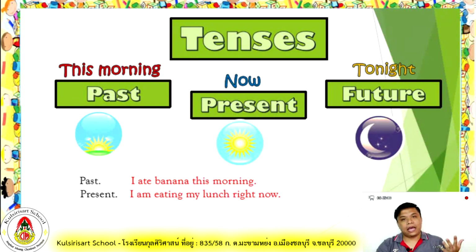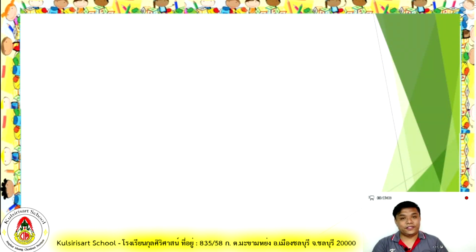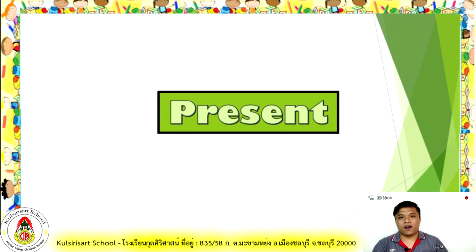This morning happened already in the past. For example, now is in the afternoon. And tonight will be happening in the future. So you're already traveling in time from this morning, now, and tonight. For today's topic, we'll focus on the tenses in the present form, present simple and present continuous.